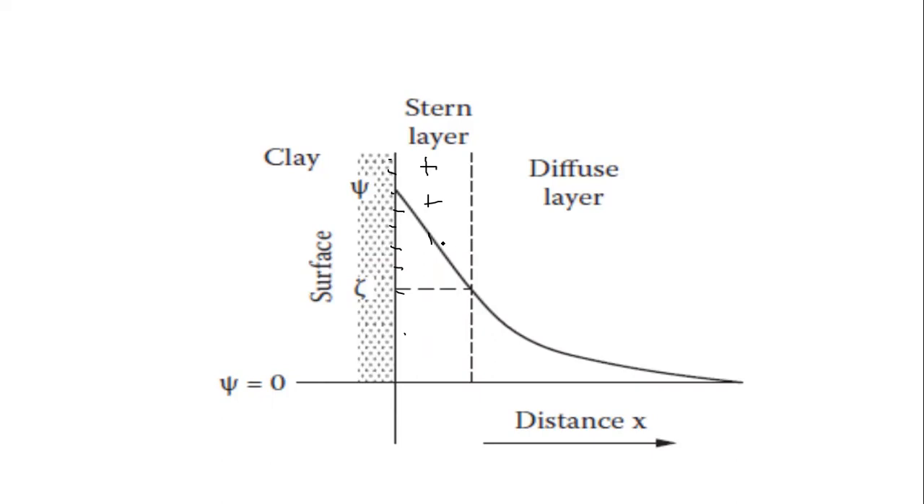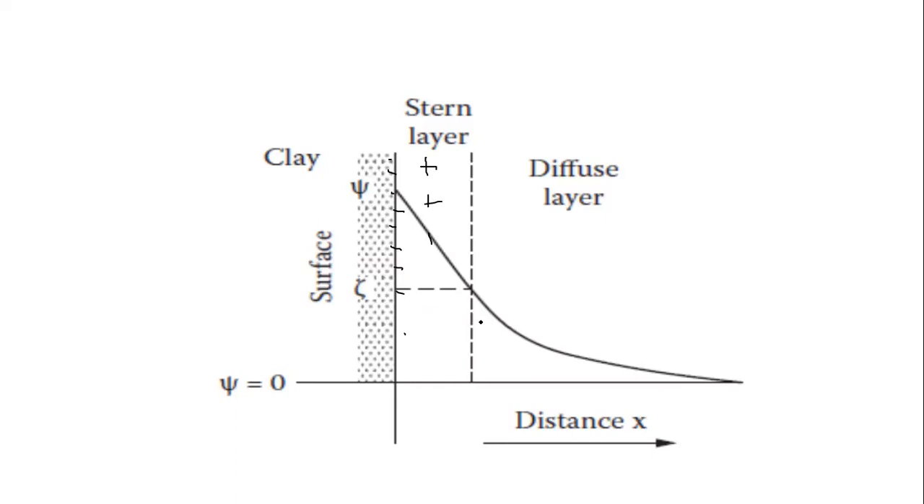How will the potential difference be there? Quite similar to our Gouy-Chapman theory. What Gouy and Chapman said is that as the distance increases, the potential decreases. The same thing is repeated in this Stern layer also. What Stern said is that the decrease in potential is also divided into two parts.